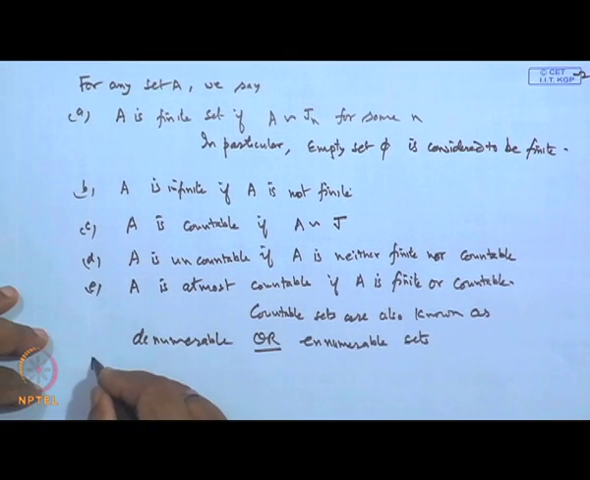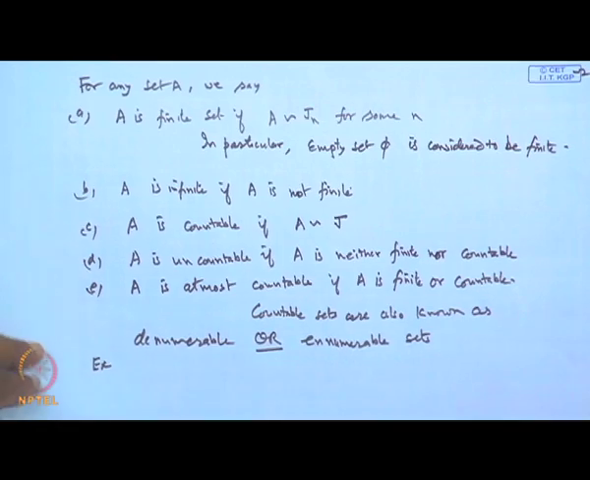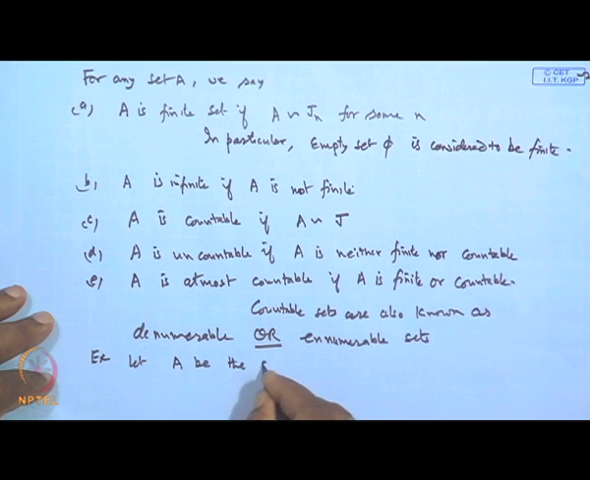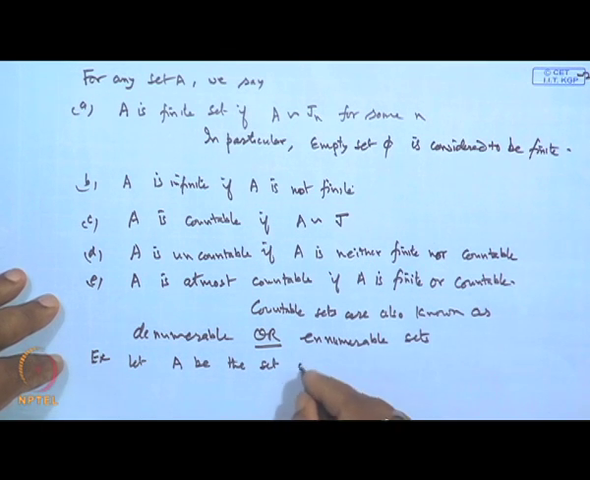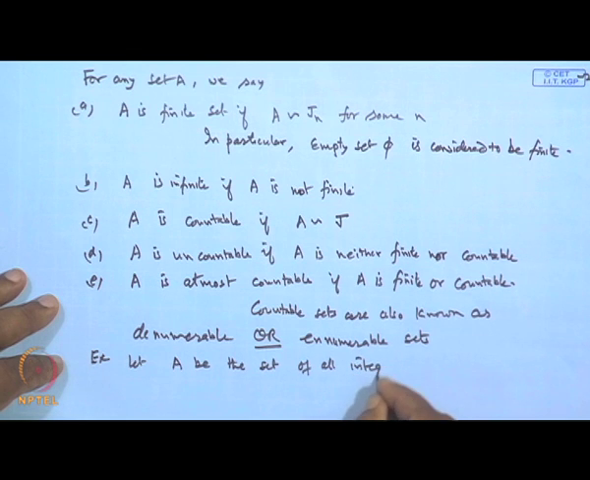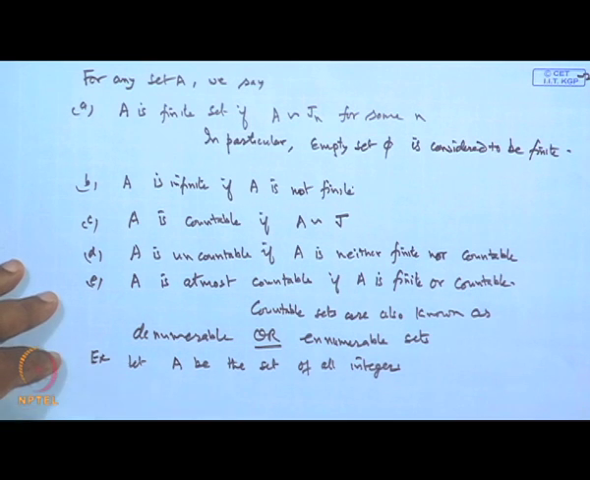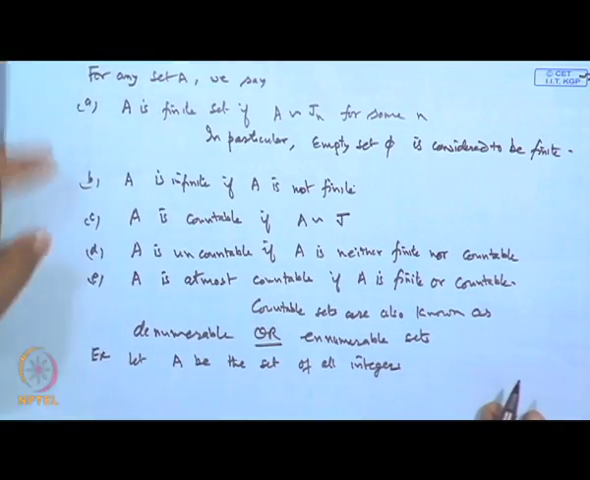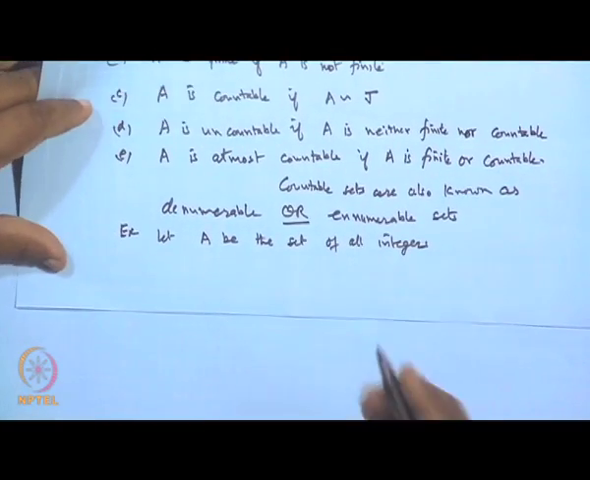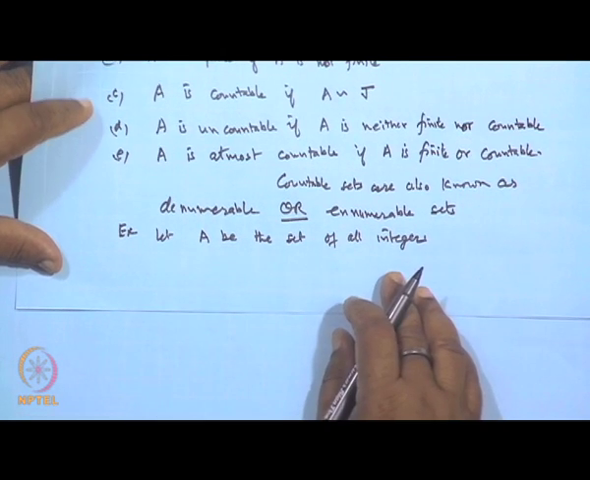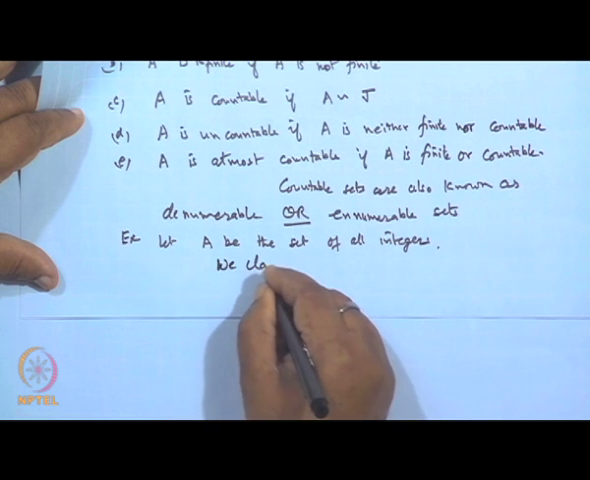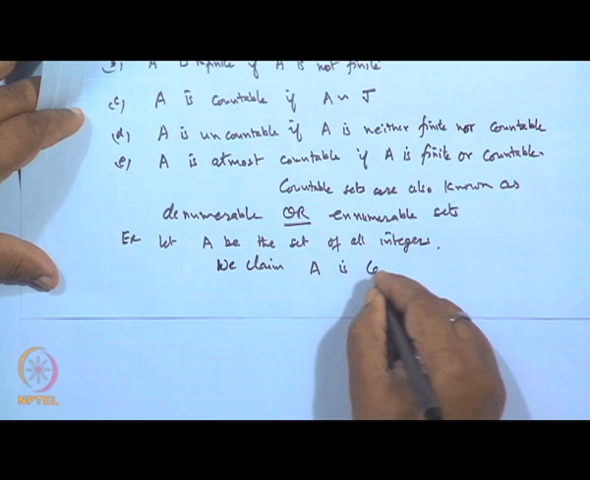Let us take some examples. Let A be the set of all integers. Okay. Then, we claim that this set of integers A is countable.